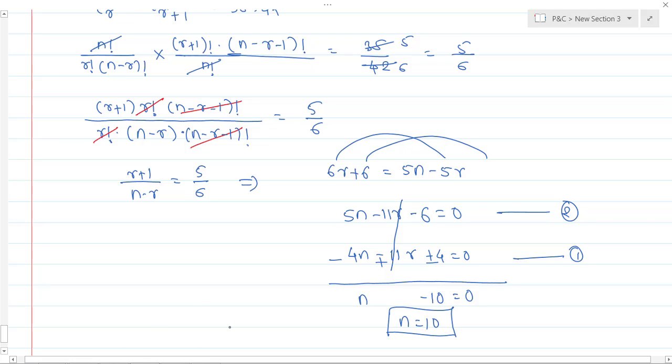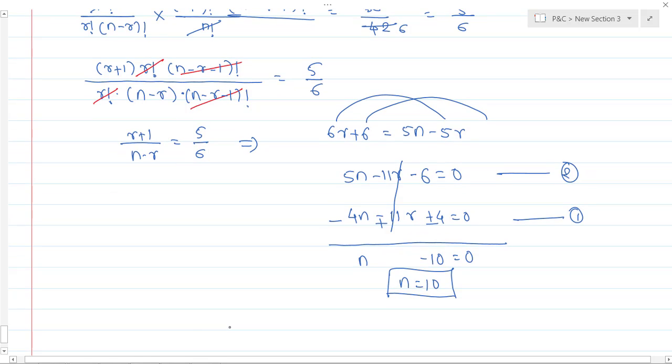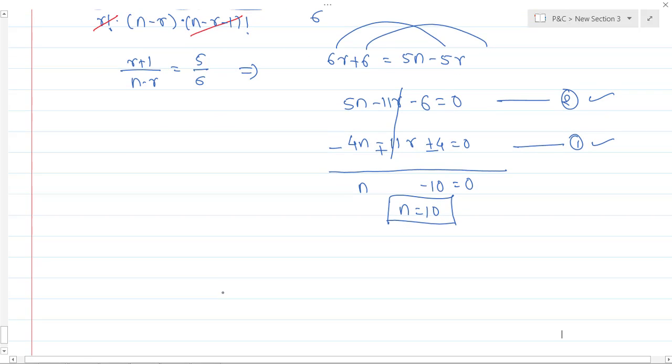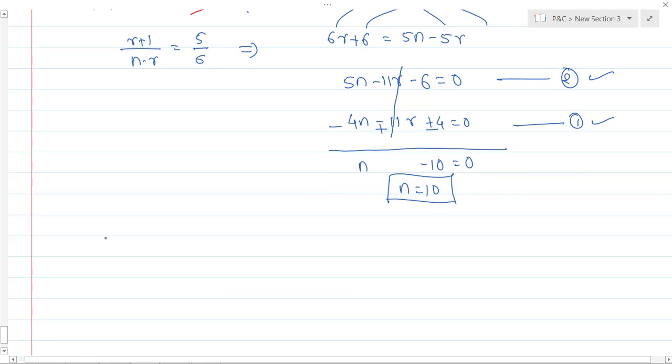So if n is equal to 10, you substitute this value of n in any of these two equations. Either you substitute in the second or first equation. So let's substitute in the first equation. So substitute n equals to 10 in 1.